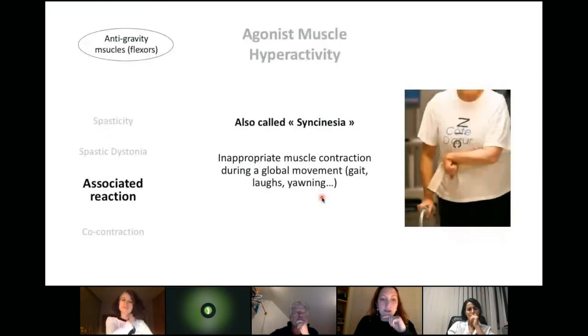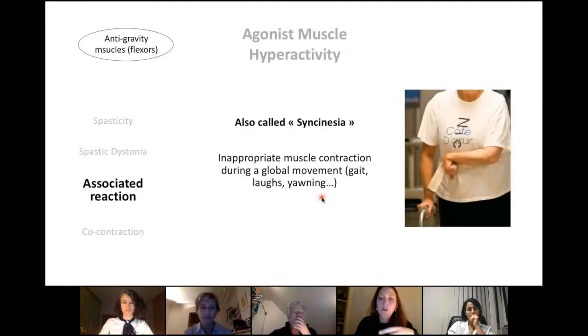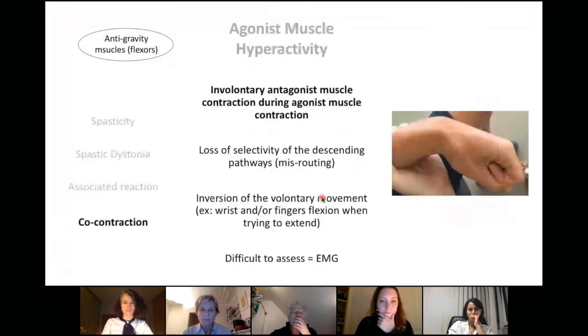The third type is what we call the associated reaction, also called syncinesia. It's an inappropriate muscle contraction during a global movement. You may have already seen patients who, while they're walking, have an active flexion of the elbow, or while they're laughing or yawning.